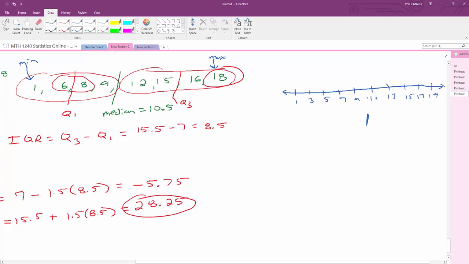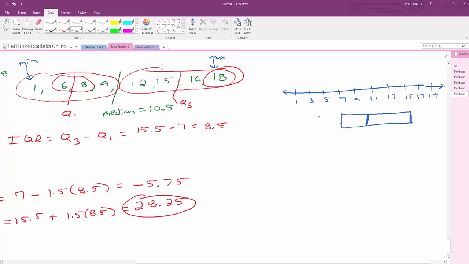And then we need to draw in Q1 and Q3, right? So Q1 was 7, right? So I would draw this here, right? And then Q3 was 15.5. So we need to draw a line about 15.5, right? And then this makes up my box, right? So I just connect these, and there's my box.